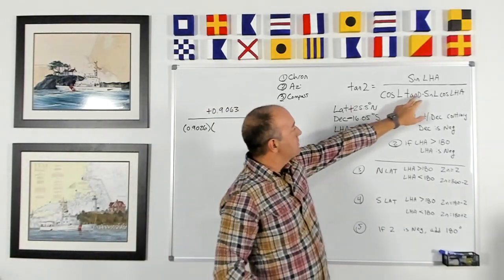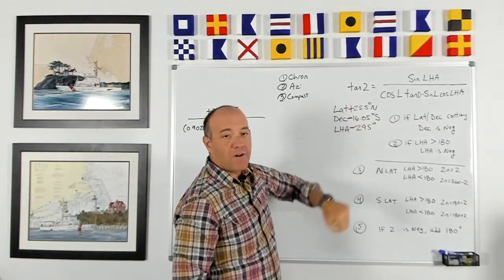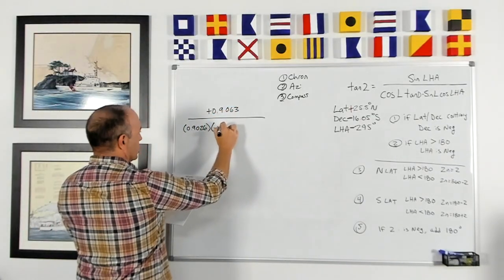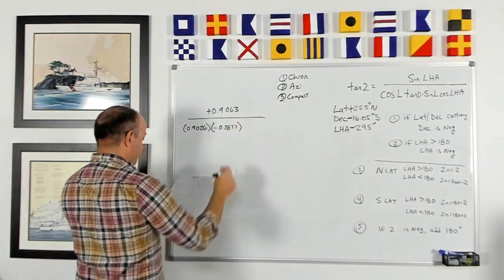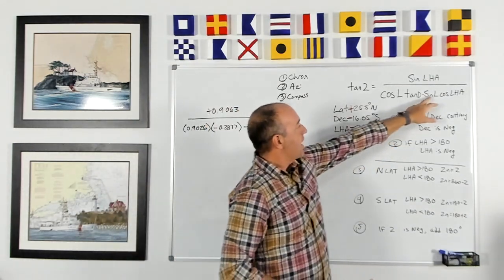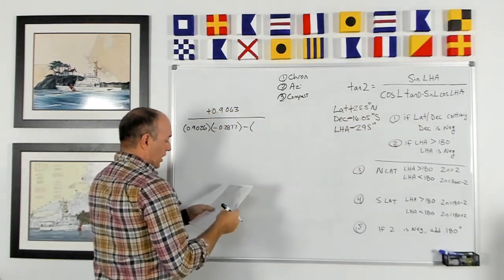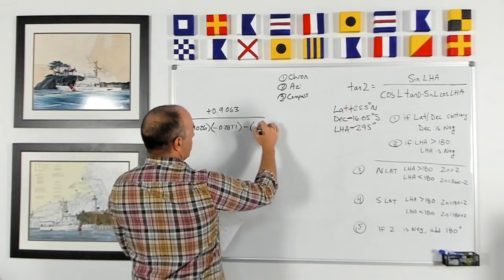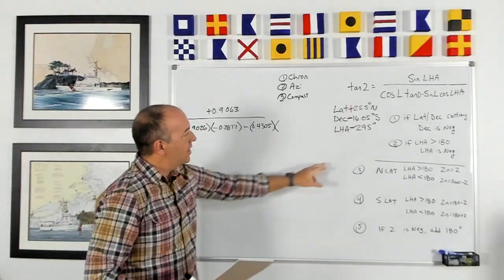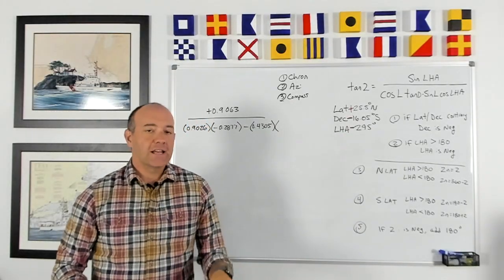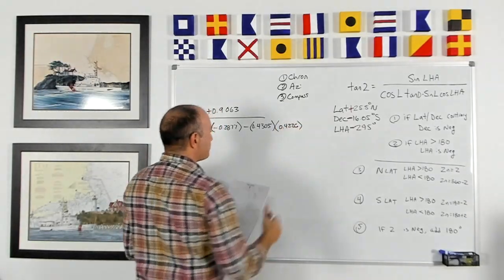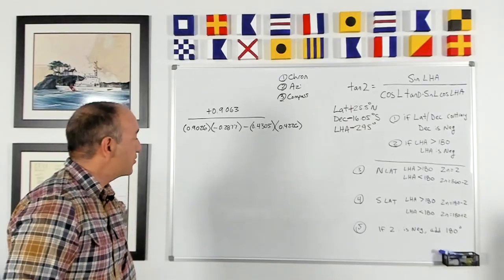The next one, tangent of D. D is negative, so 16.05 negative tangent. And that will give you your result, and it should be negative 0.2877. Then the formula says to subtract, and we got two more values here. Sine of L, so 25.5 sine, and we get 0.4305. And then the last one, cosine of LHA. LHA is negative 295, negative cosine. That should give you your result for 0.4226. So now we got our numbers, no more sines and cosines for a while.